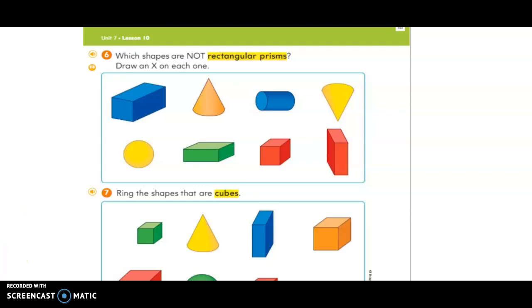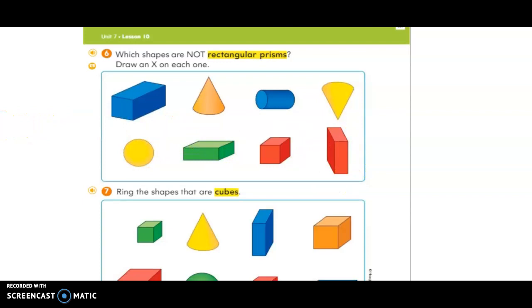All right, so on page 314, number 6, the directions say which shapes are not rectangular prisms. Draw an X on each one. So first look at this one and decide, is it a rectangular prism? Yes or no. If it's not, you X it out. If it is, you leave it alone. Okay, and then do the same thing with each shape. And then we'll go to number 7.